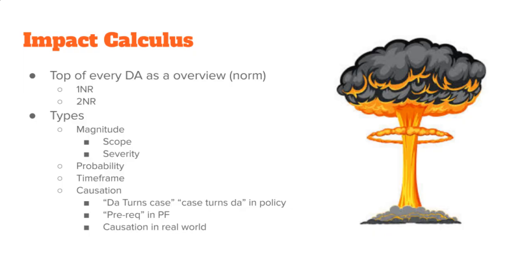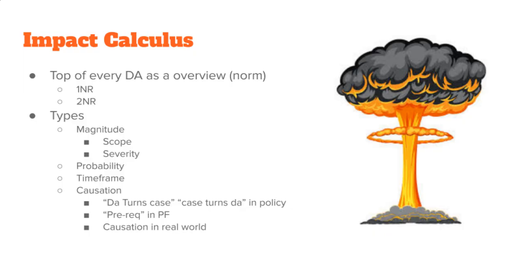Probability. So here's a slight difference from PF. And PFers love to think probability is like the whole contention. So if I'm going for a no link or an alt cause or something on the link and internal link level, that's probability. And you, judge, can vote on probability because I've won defense. Terrible calculus. Probability is only from the impact level. Why is your impact more probable?